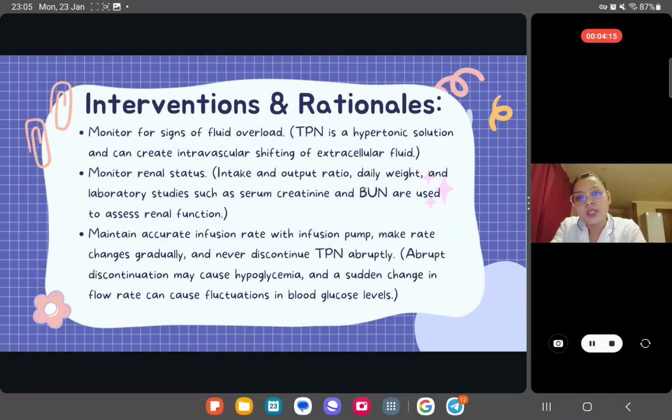And lastly, to maintain accurate infusion rate with infusion pump, make rate changes gradually, and never discontinue TPN abruptly. This is because abrupt discontinuation may cause hypoglycemia, and a sudden change in flow rate can cause fluctuations in blood glucose levels.